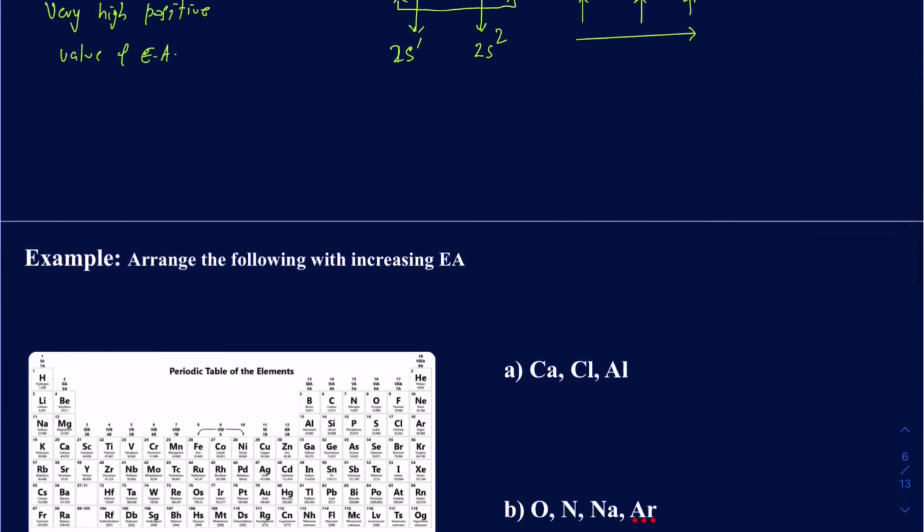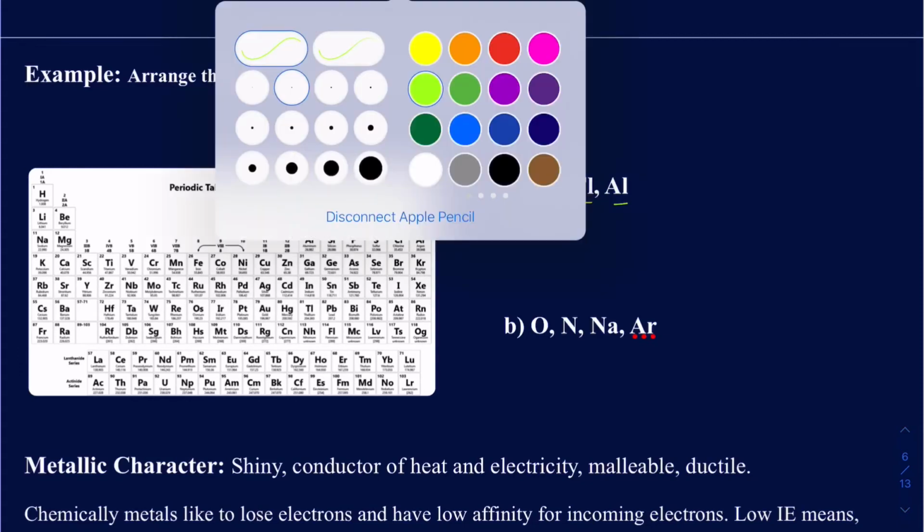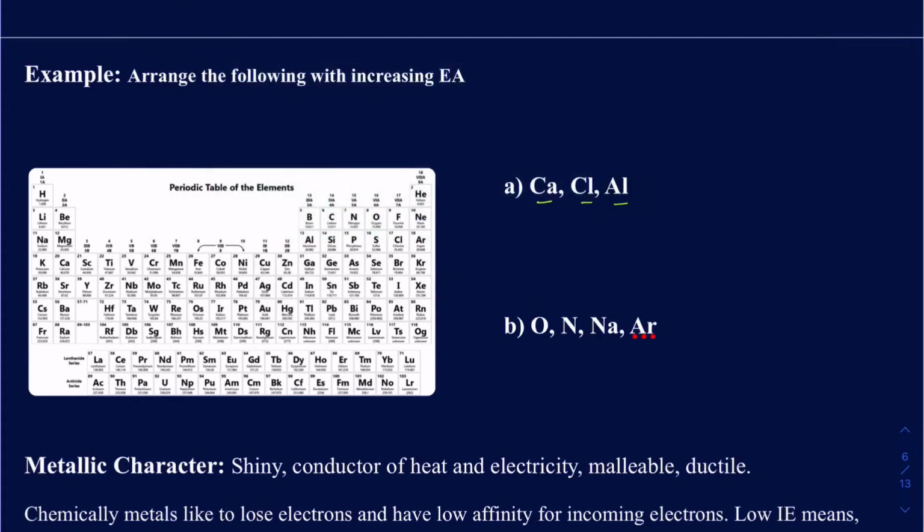Okay, let's look at this example here. We're trying to arrange the electron affinities for calcium, chlorine, and aluminum. So when I change the color there, calcium is going to be right there, aluminum is going to be right there, and chlorine is going to be right there.